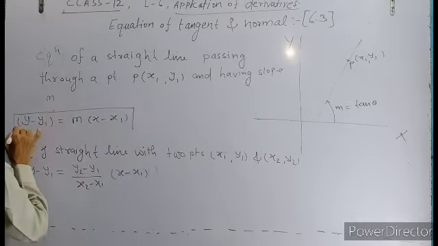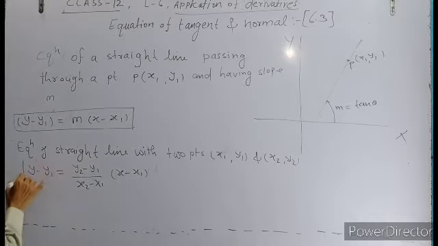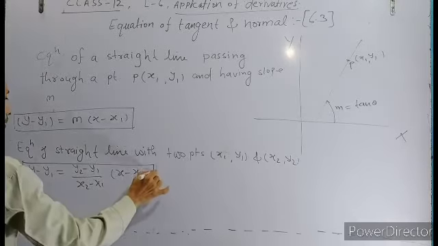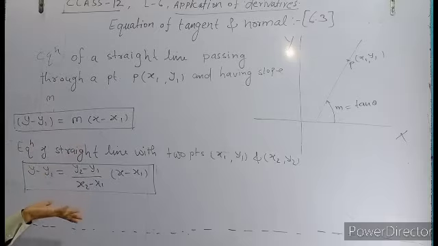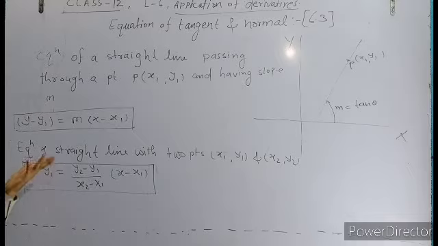That is the first one. That is the equation of a line passing through one given point. And this is the equation of a line passing through two given points. In place of slope, we have been given two points. So if we are given two points, then we have to use this one. If we are given one point and slope, then we can use the other one.